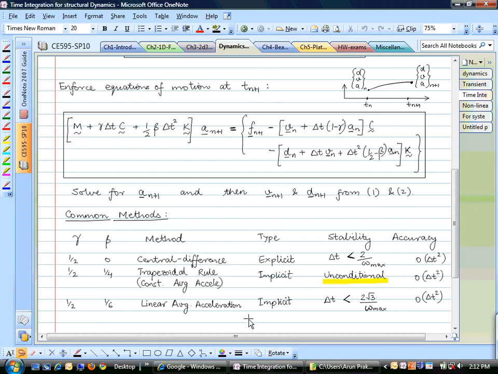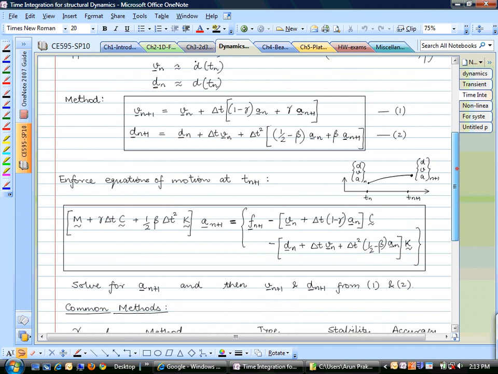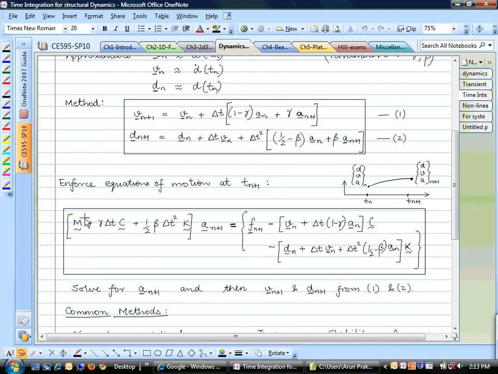This is called linear average acceleration. This is also implicit, but it is not unconditionally stable. So mostly people use either this central difference or this trapezoidal rule. So that's basically what is going on behind dynamics. And as you can see, there's not much to dynamics if you know the finite element formulation. The only thing that comes in extra is this mass matrix and some time stepping algorithms. So solving dynamic problems with finite elements is not that much more complicated than your regular finite elements.